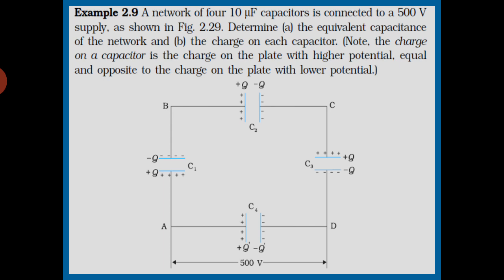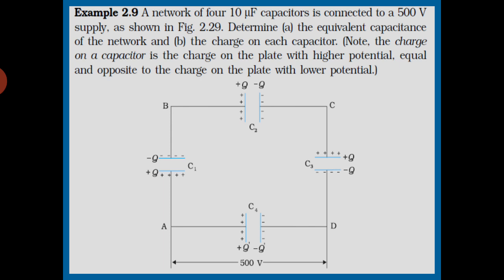Now, in the first part, you are asked to calculate the equivalent capacitance. You are given the values of each capacitance in the system. That is given to be 10 microfarad. Micro means 10 raised to the power minus 6 farad. Now, as is clear from the figure, three capacitors C1, C2 and C3 are connected in series and their net capacitance is in parallel to C4.